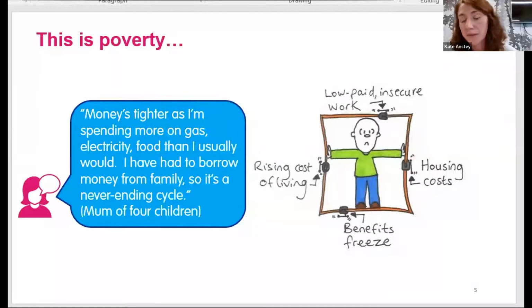And then there's this idea of the benefits freeze. There have been multiple cuts and freezes within the benefit system, and this has a huge impact on families if, at the time when they need support, the benefit system, that safety net, is far too low and doesn't give them enough help to escape poverty. So those are some of the issues that families are facing.